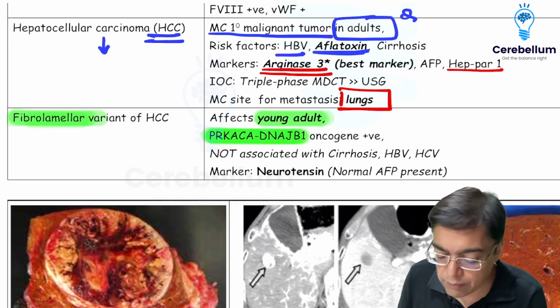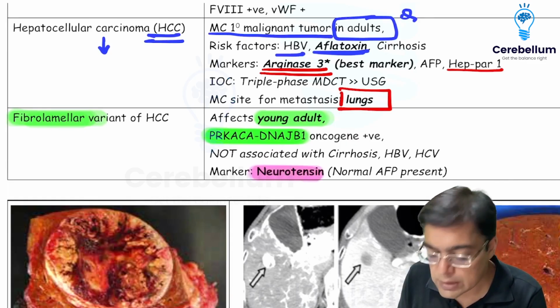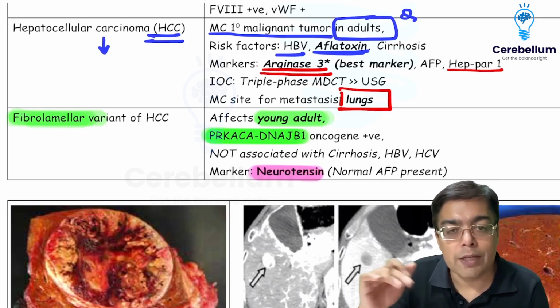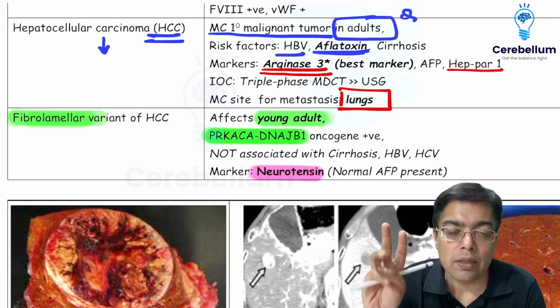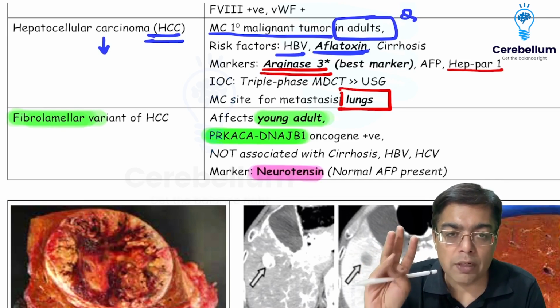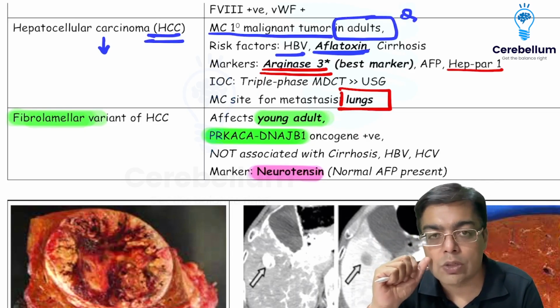The marker that we are having is not alpha fetoprotein over here. The marker that we have over here is a special marker that's given the name of neurotensin. Why should we be familiar with this? 4 differences: younger patient, classical risk factor is not there, the oncogene is going to be different, and the marker is different. And the practical relevance is this is an example of a cancer which is slow growing.